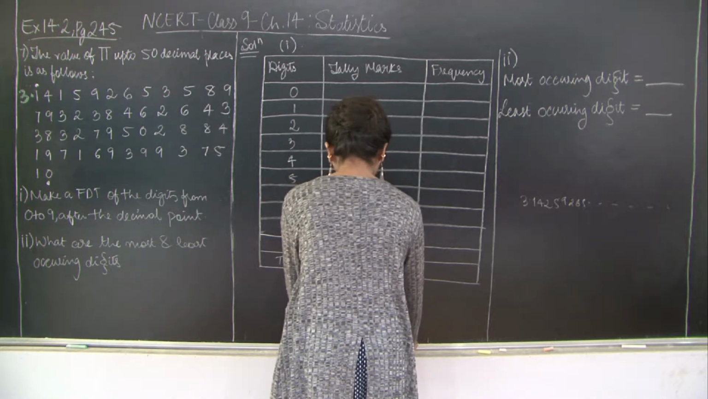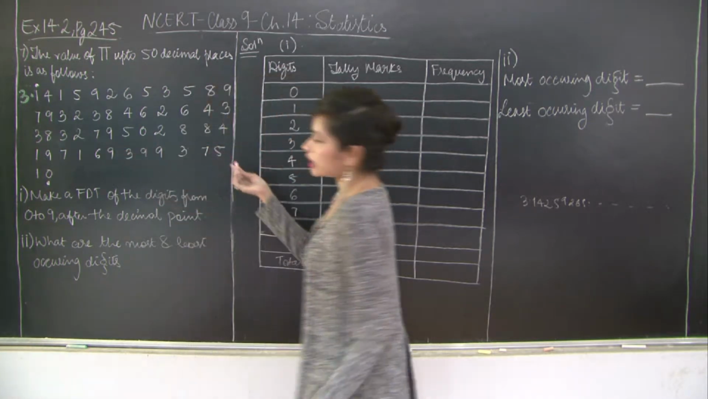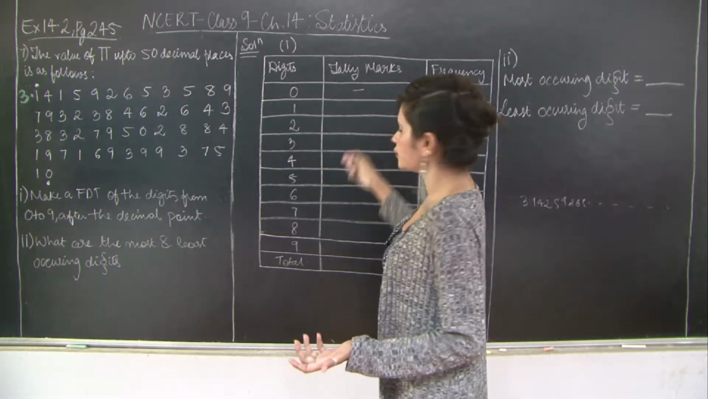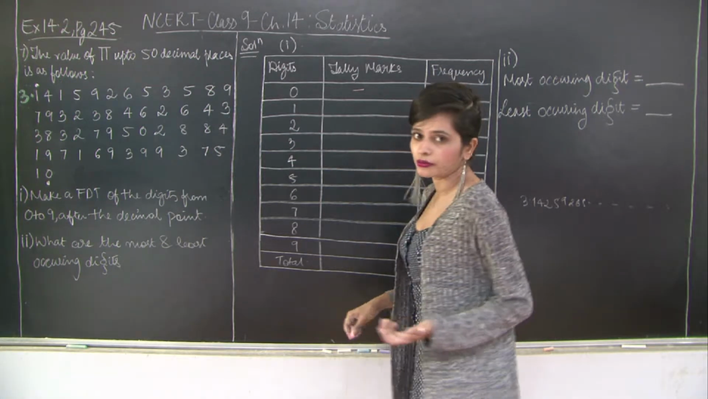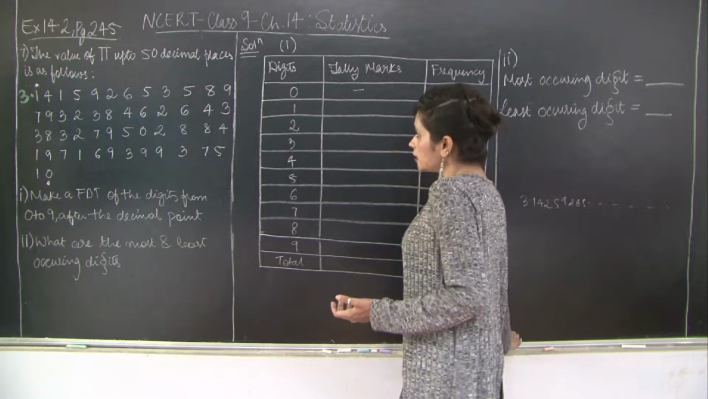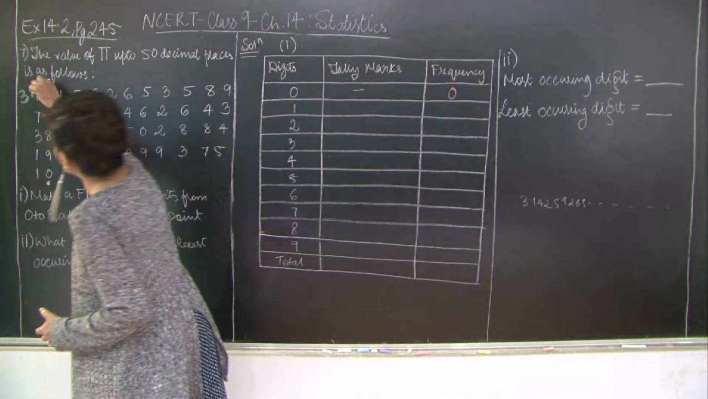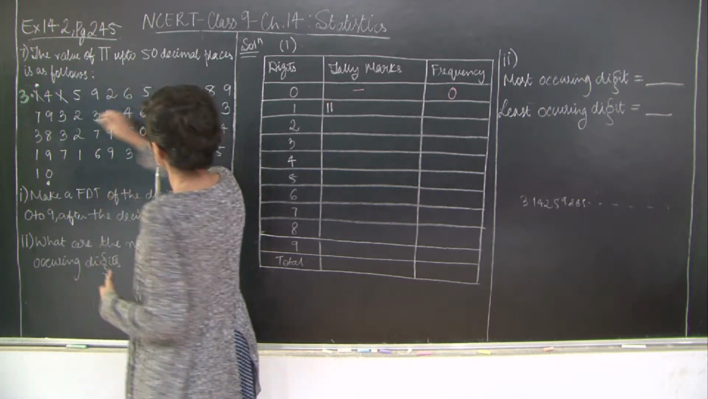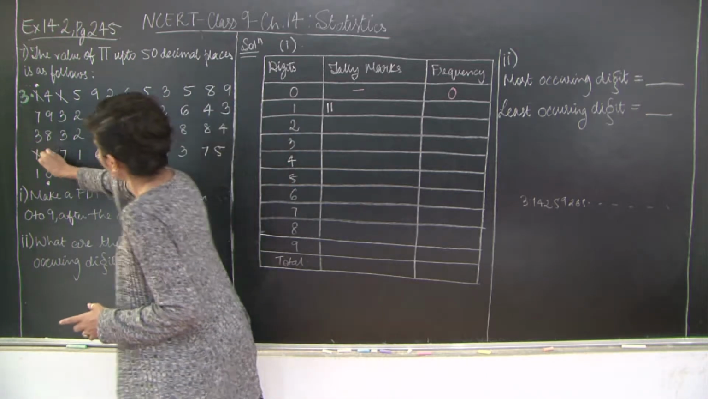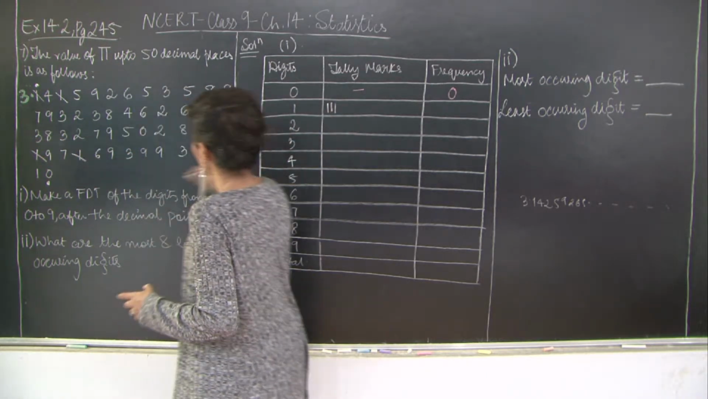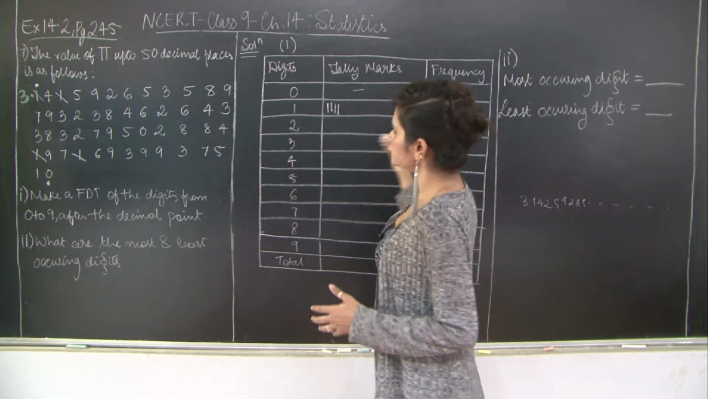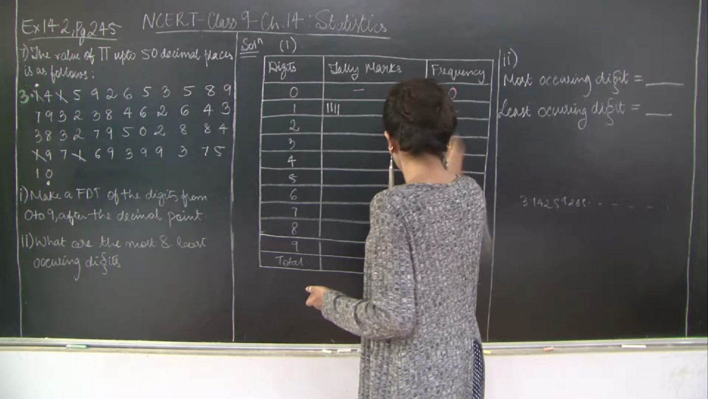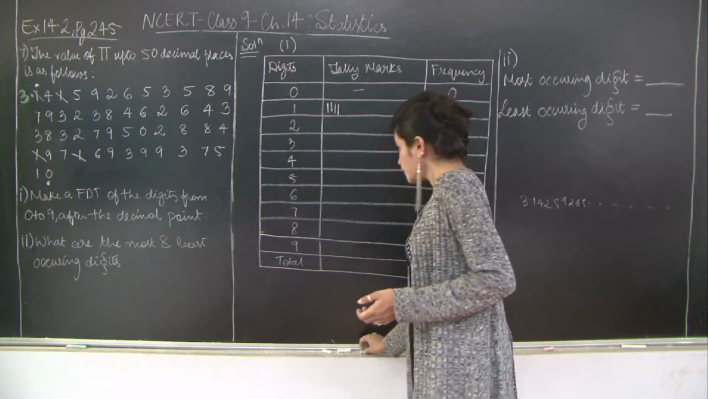Let's get started with 0. We have 0 occurring no number of times, so I'll say none. You can put a dash, and the frequency remains 0. Now let's proceed with 1. Let's see the number of times that 1 is occurring. I have 1, 2, 3, 4. So 1 is appearing just 4 times. Let's write this down.